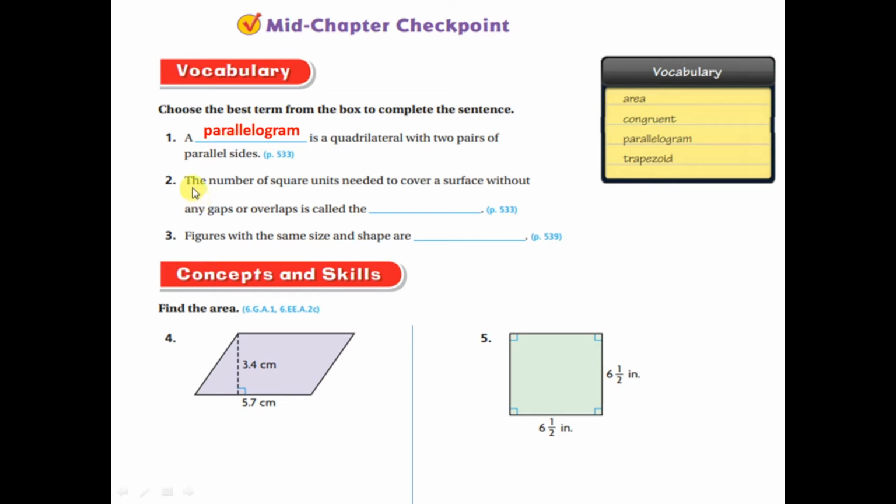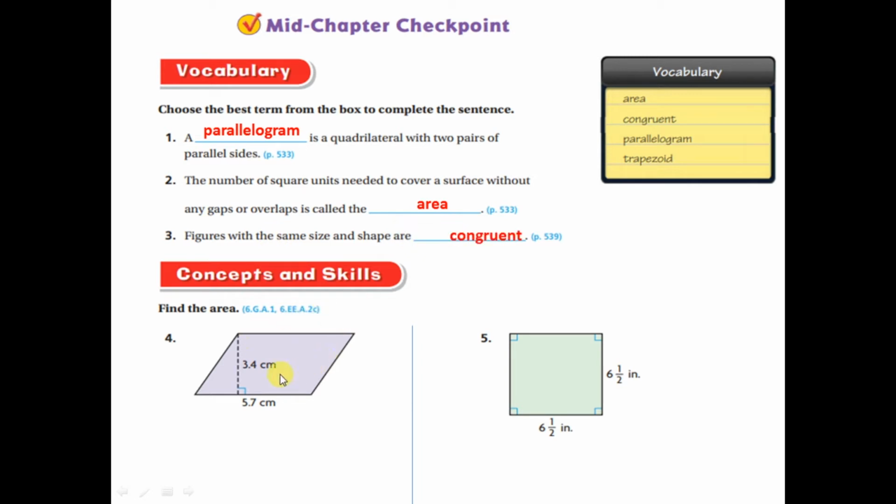Number 2, the number of square units needed to cover a surface without any gaps or overlaps is called, we said, it's the area. Number 3, figures with the same size and shape, and we said similar or alike means congruent.